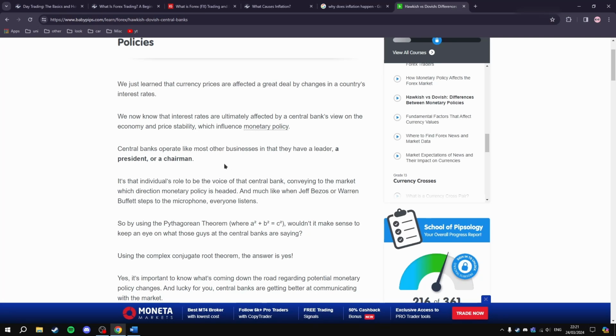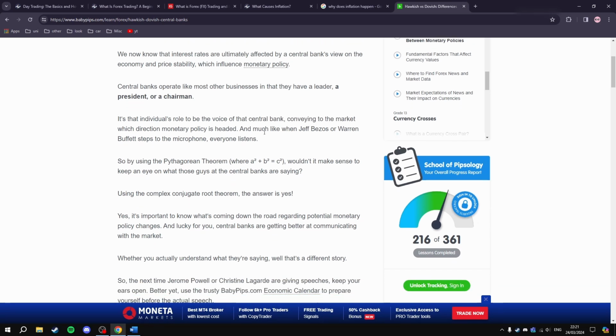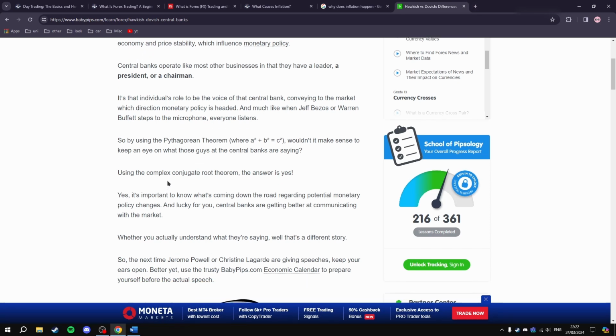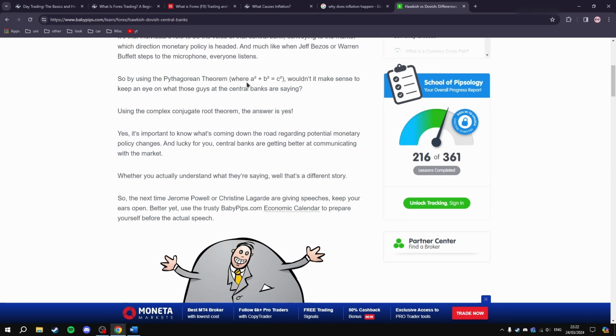We just learned that currency prices are affected a great deal by changes in a country's interest rates. We now know that interest rates are ultimately affected by a central bank's view on the economy and price stability, which influences monetary policy. Central banks operate like most other businesses in that they have a leader, a president or a chairman. It's that individual's role to be the voice of the central bank, conveying to the market which direction monetary policy is headed. And much like when Jeff Bezos or Warren Buffett steps up to the microphone, everyone listens.